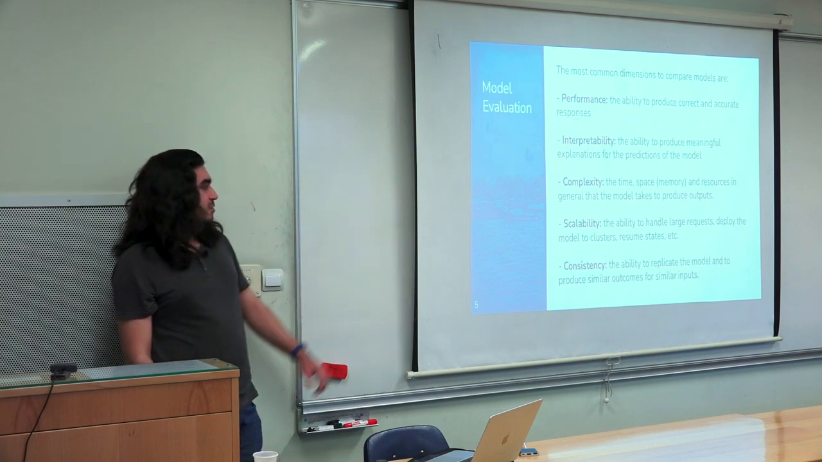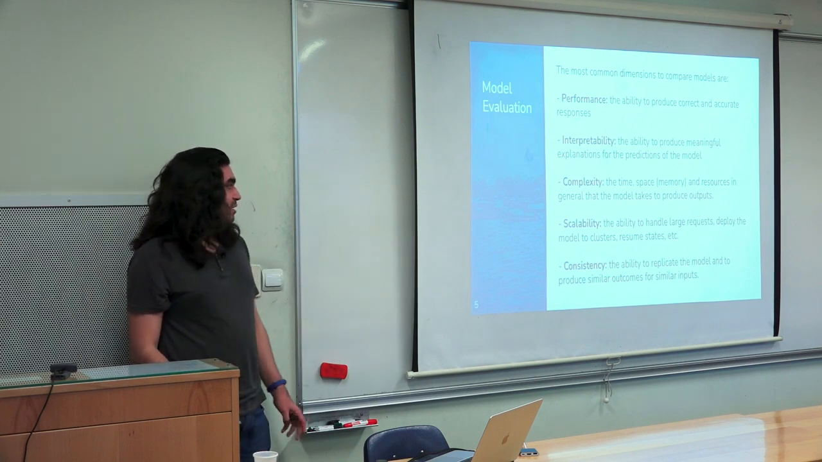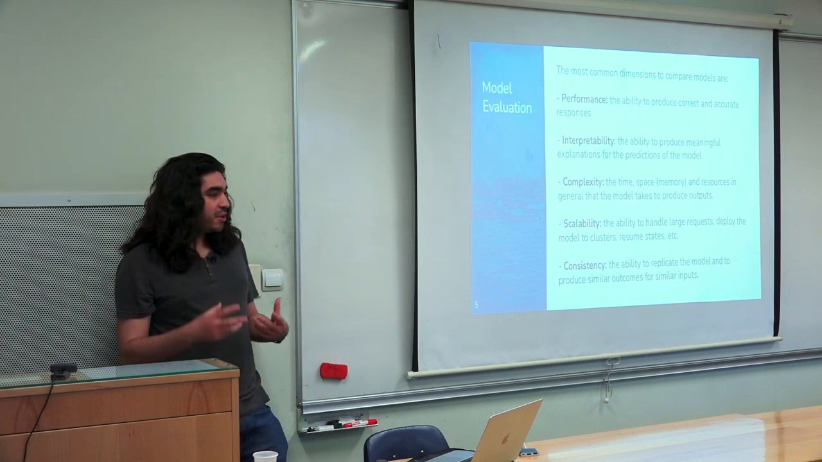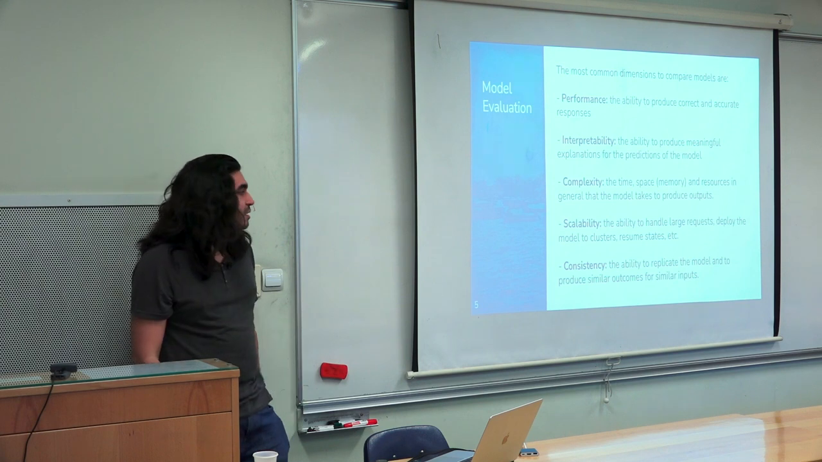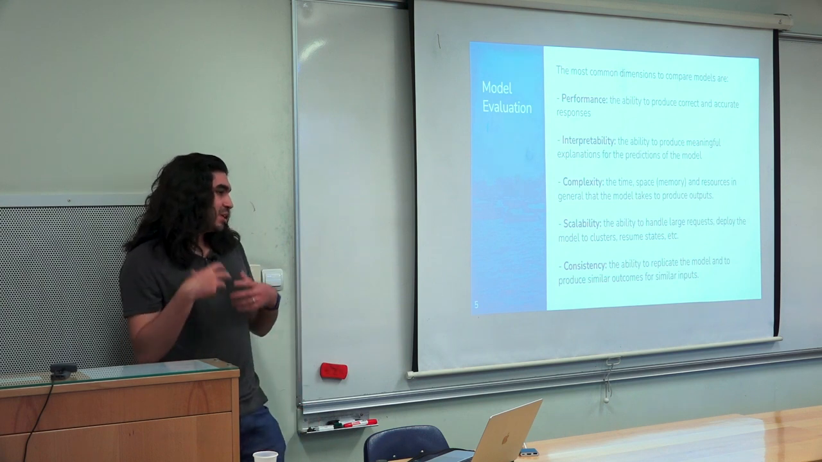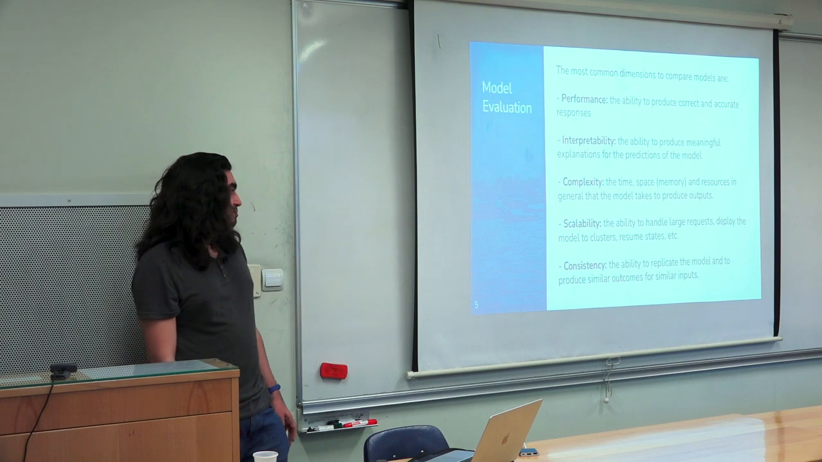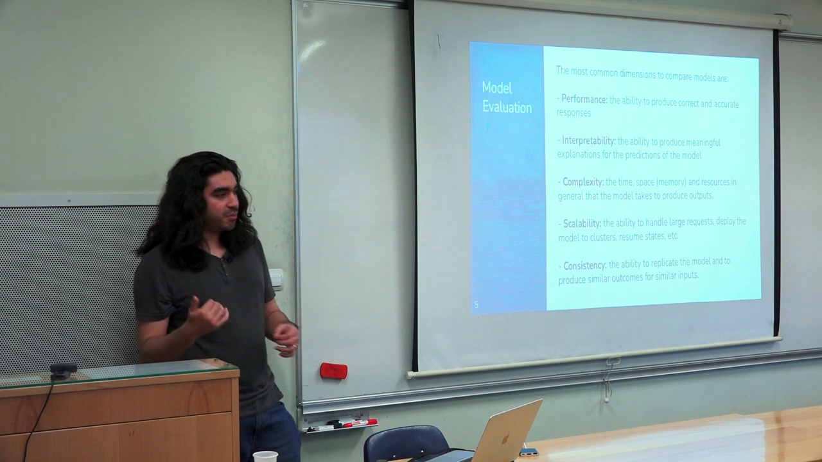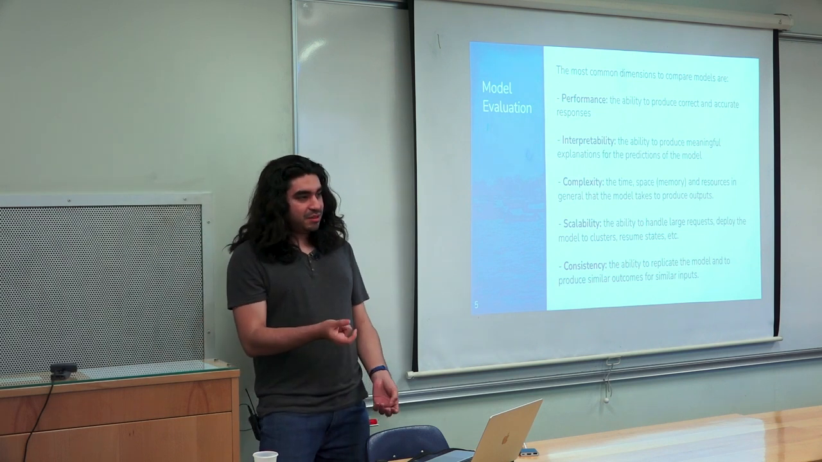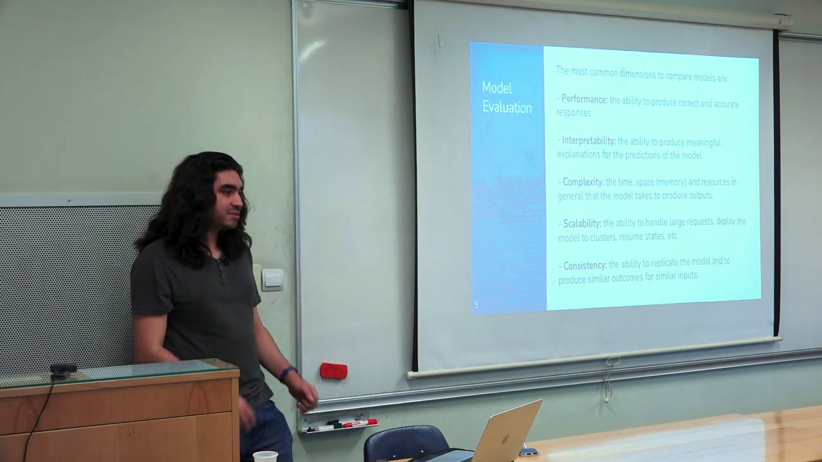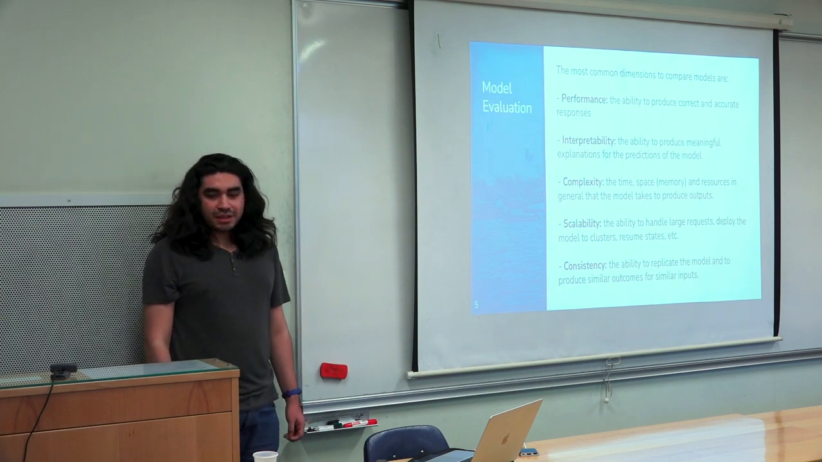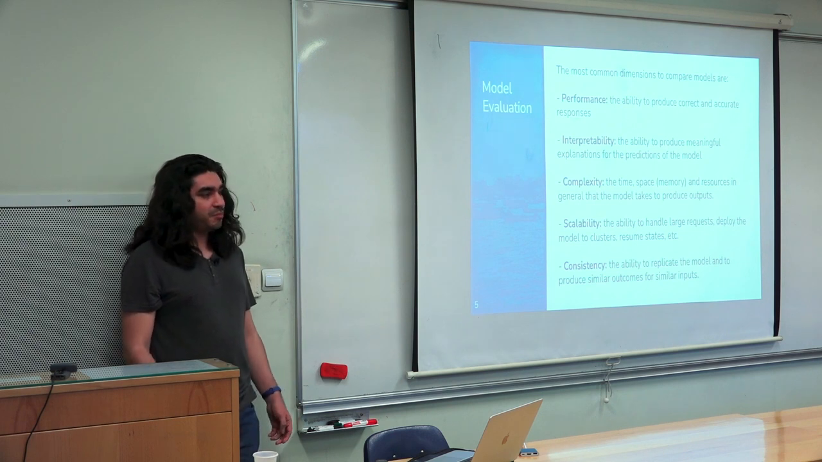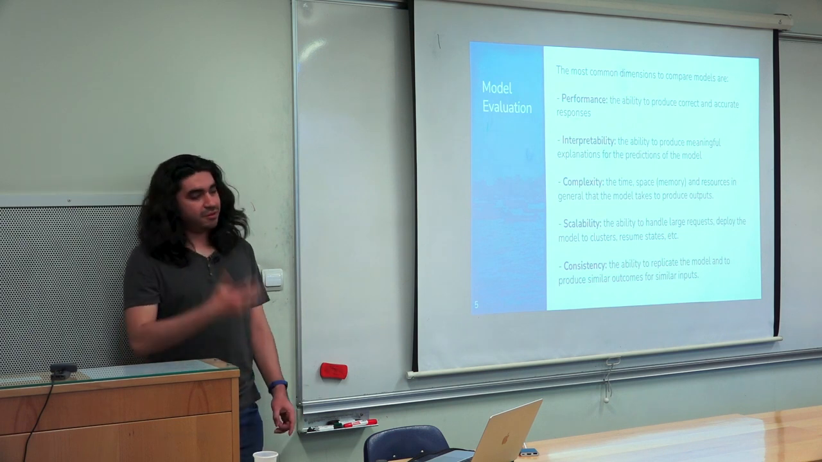But we also have other dimensions, not only interpretability and performance. For example, we have complexity, which is the number of resources, time, memory, or space in general, that a model takes to make a prediction. For some other use cases, for example, if you are deploying your model to a very limited machine, like in Internet of Things scenarios, you have to address this issue of complexity. So you will prefer less complex models than other ones.